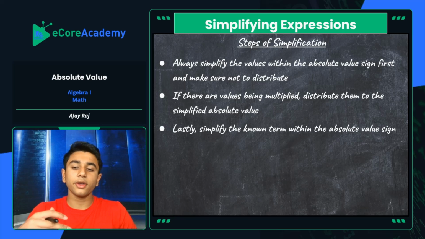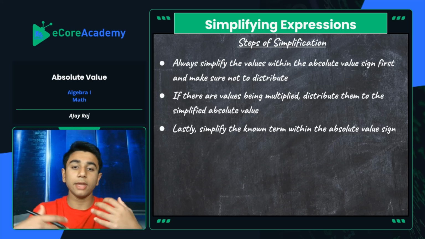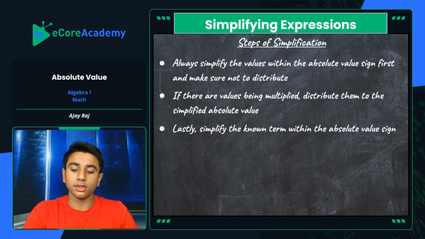And lastly, simplify the known term once you've multiplied the distributive factor into the simplified absolute value. Once you multiply that, the value within the absolute value sign, you're just going to make it the positive term. So you're going to simplify within the absolute value. So let me show you exactly what that looks like.